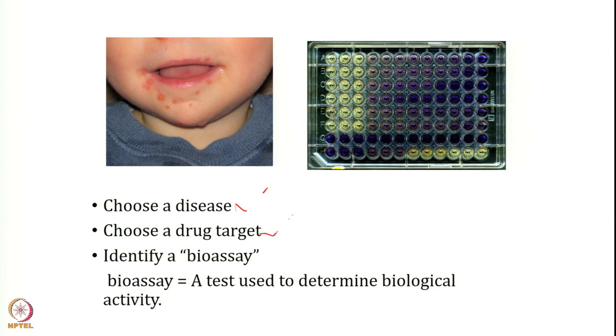So once you identify a disease and a drug target, by essentially fishing, you have to identify a bioassay, a readout which determines the biological activity. Suppose your protein is responsible for a particular disease, being upregulated or downregulated. You also identify a drug target that possibly can bind it, but how do you read out whether your drug target is binding to that protein and doing something?